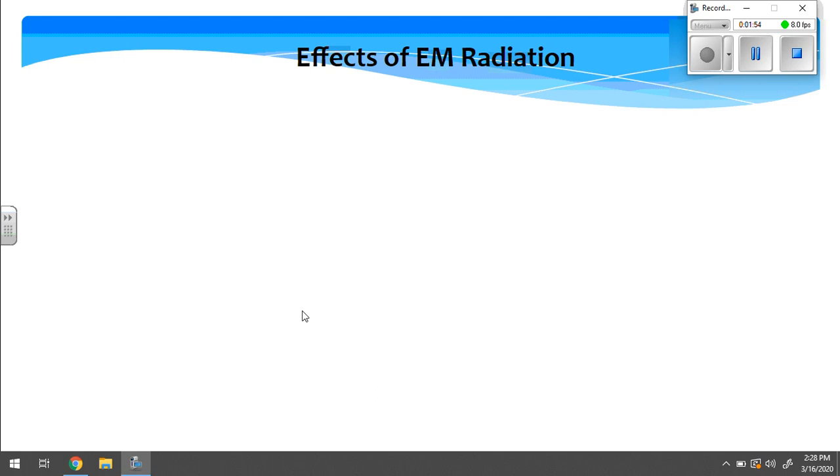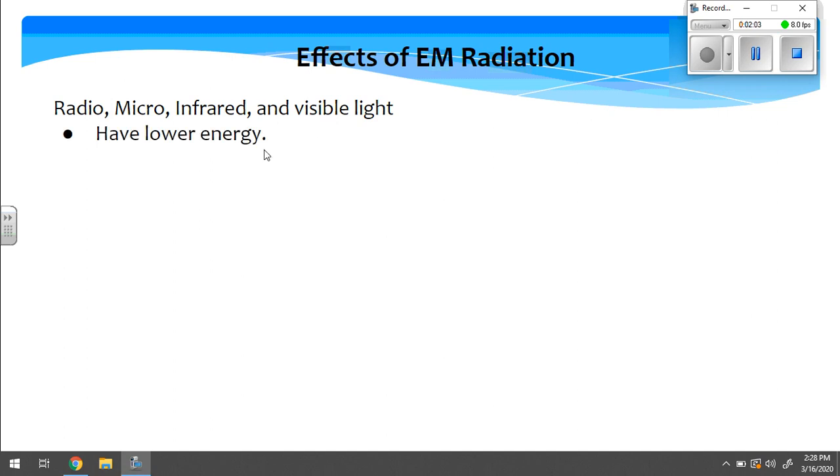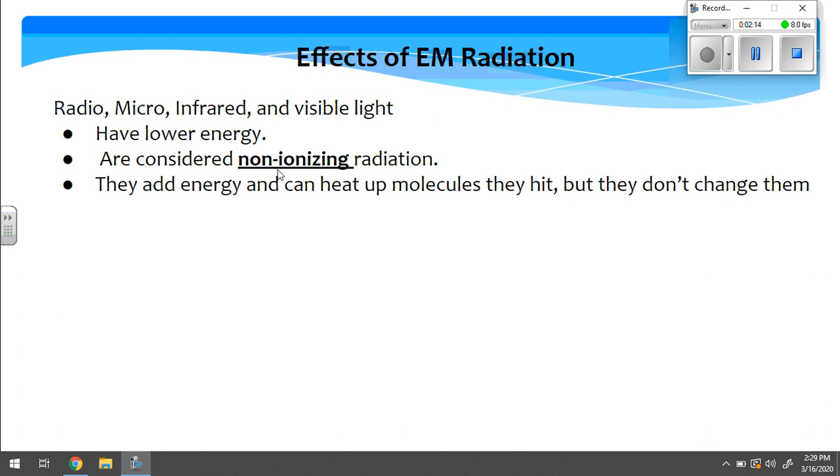Now, the effects of electromagnetic radiation. Radio waves, microwaves, infrared, and visible light have lower energy, as we discussed last class. They're considered non-ionizing, so they are not harmful to living tissue. They can add energy and heat up the molecules they hit, but they don't actually change the molecules themselves. If you put something in a microwave oven, the microwaves add extra energy to the food, which causes it to heat, but it doesn't change the molecule itself.